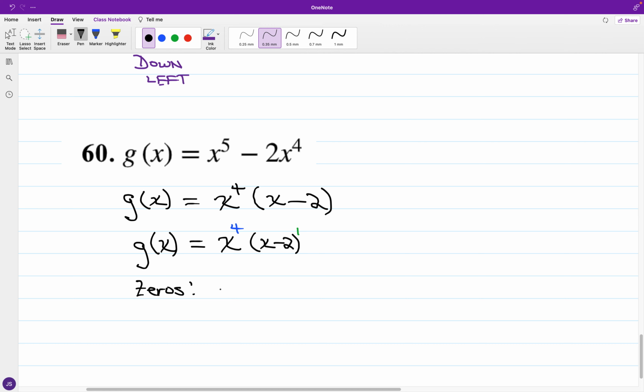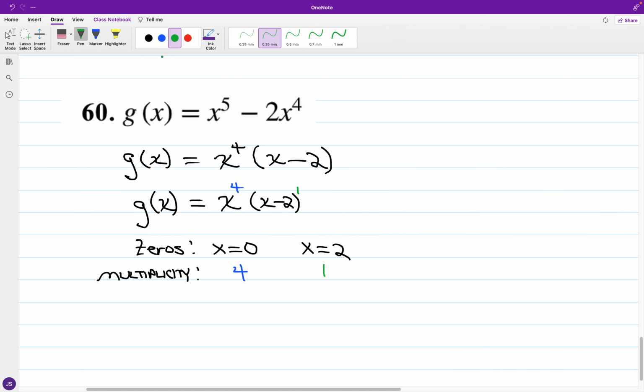Now, looking at identifying the zeros, we have the x factor once again, so you have x is equal to 0. And from x minus 2, if x minus 2 is equal to 0, I have that x is equal to 2. Again, for 0, because the corresponding factor is raised to the 4th degree, we have a multiplicity of 4. And for x equal to 2, this stems from the first order of x minus 2, so we have a multiplicity of 1.